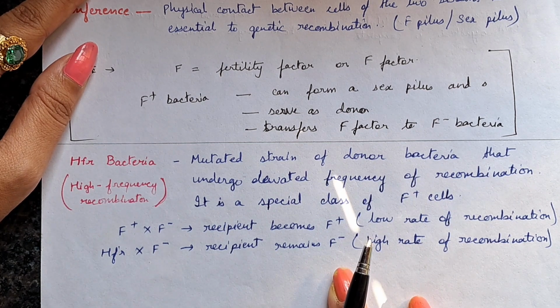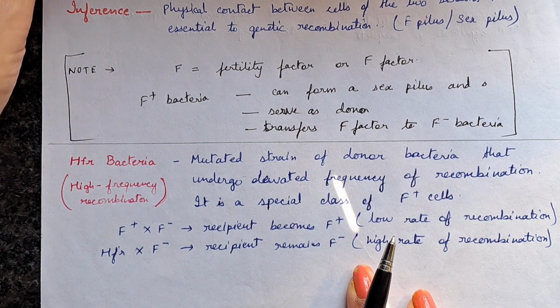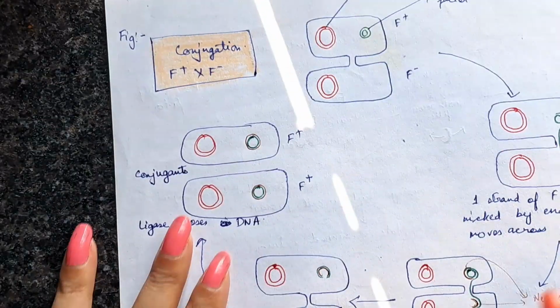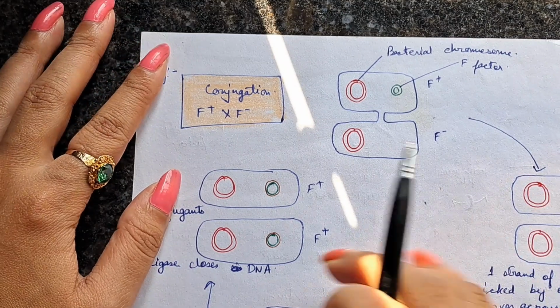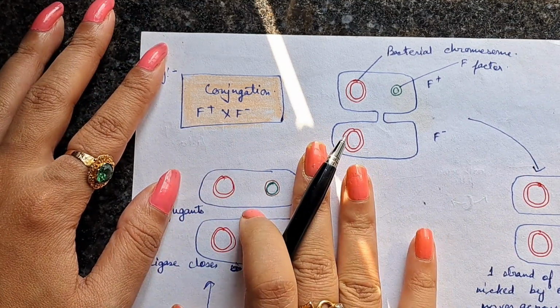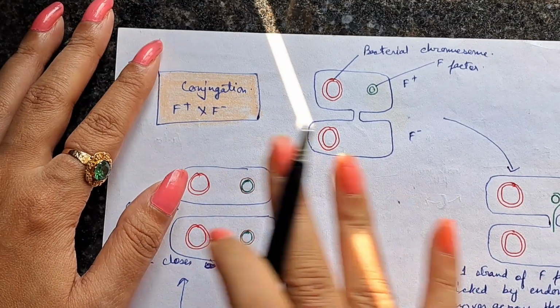This one I have discussed in detail in the previous video, so check that as well. And finally, last, this one. This is a diagram of conjugation between F plus and F minus. This I have also discussed in the previous video. Step by step is out there.